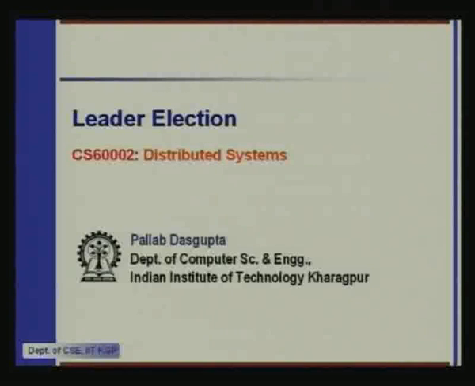So, for election algorithms for trees, we assume that the processes belong to a logical tree. So, they are nodes of a logical tree. A physical network is not necessarily a tree, and each node knows that it has a certain number of neighbors. Again, we assume that each node has a unique ID. So, it is a non-anonymous network. So, let us start with that algorithm.